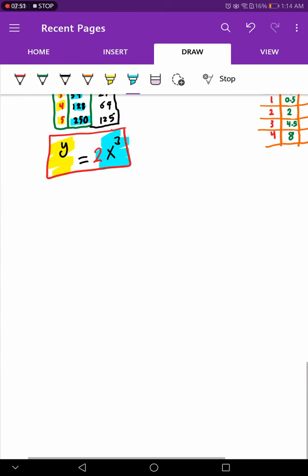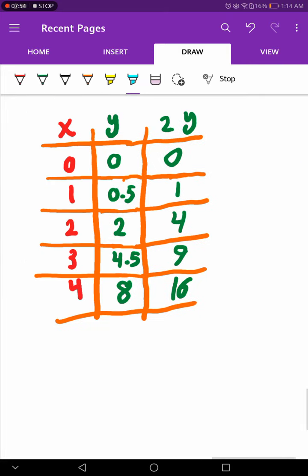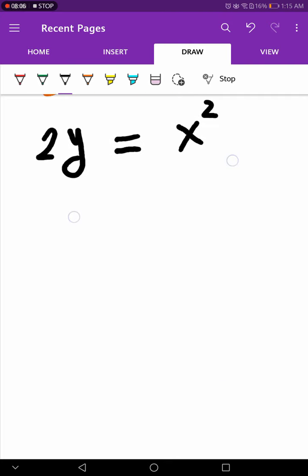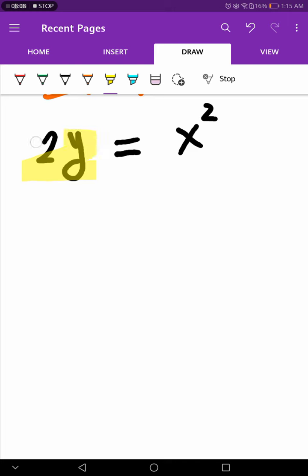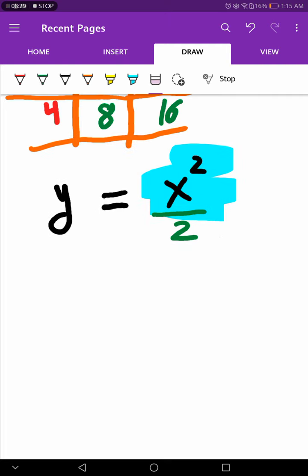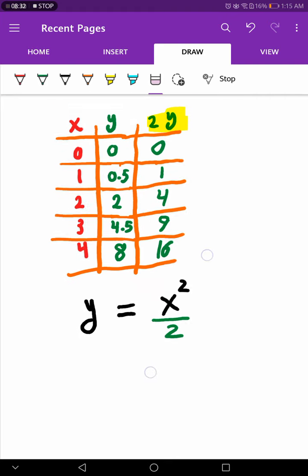So I come back here and write 2y equals the pattern, which is x square. But I'm trying all the time to make the y alone and happy. So this is the left side and this is the right side. How can I eliminate the 2? By dividing both sides by 2. So this will be eliminated, so y equals x square over 2. It is the rule or the function for this table.